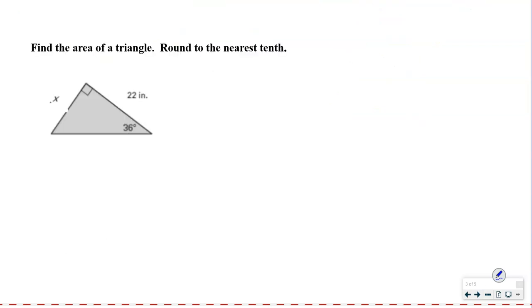All right, find the area of a triangle and round to the nearest tenth. So we want to identify our opposite or adjacent angles. We're given one other angle other than our right angle here, so we're going to have to use 36 degrees with tangent. So if I were to solve for tangent 36, tangent of 36, my opposite side is x, and my adjacent side is 22.